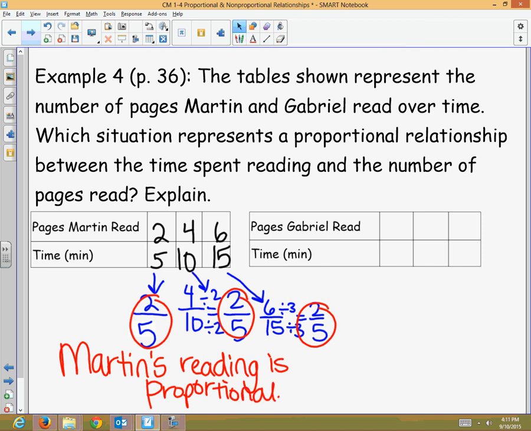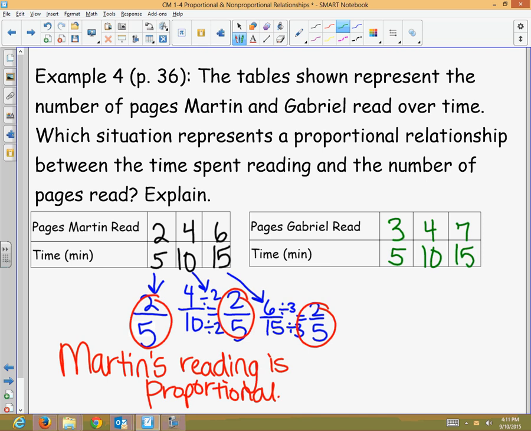Now let's compare it with Gabriel's. Gabriel reads 3 pages in 5 minutes. He reads 4 pages in 10 minutes. Let's write that down here. And he reads 7 pages in 15 minutes.